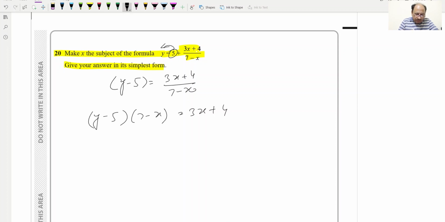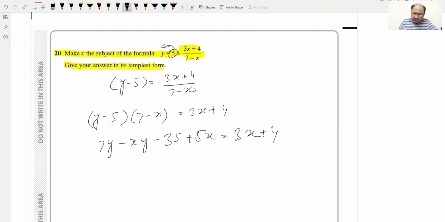Further we can multiply, so it will be 7y minus xy and minus 35. So 7 multiplied by 5 will be minus 35, and minus minus plus 5x. We can write 5x properly, and this is equal to 3x plus 4. Now adding the like terms.